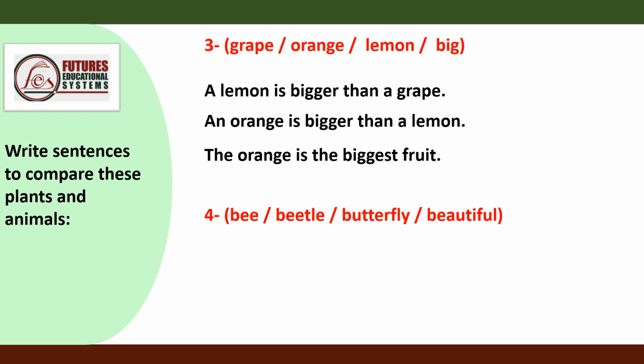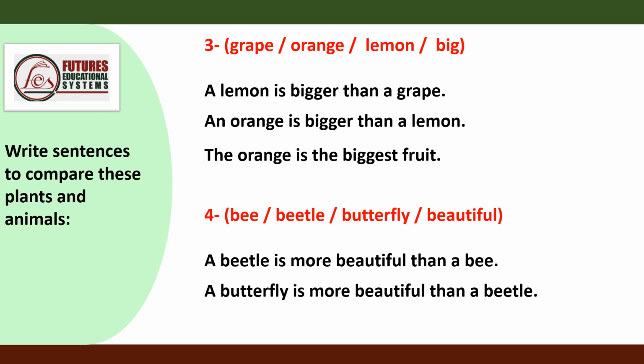Bee, beetle, butterfly, and we have the adjective beautiful. A beetle is more beautiful than a bee, and the butterfly is more beautiful than a beetle. So the butterfly is the most beautiful insect.